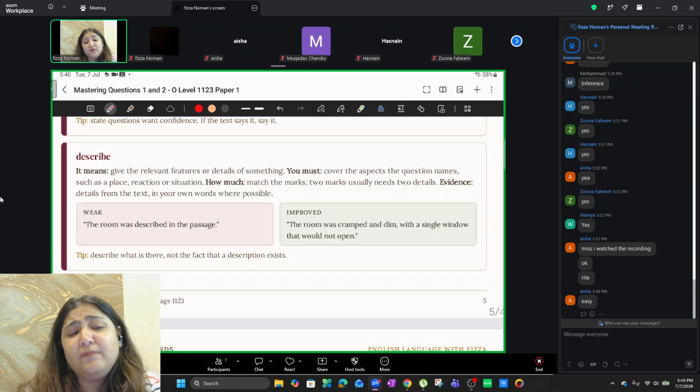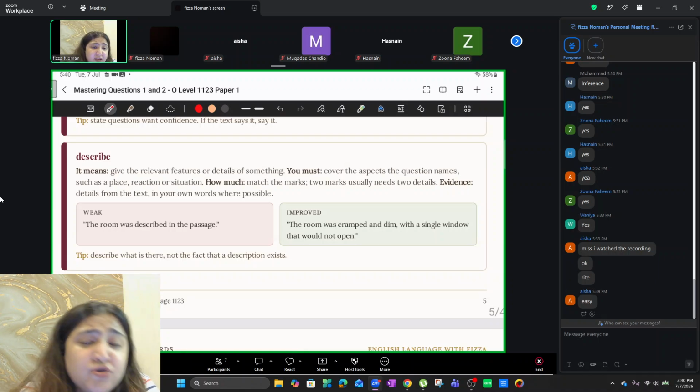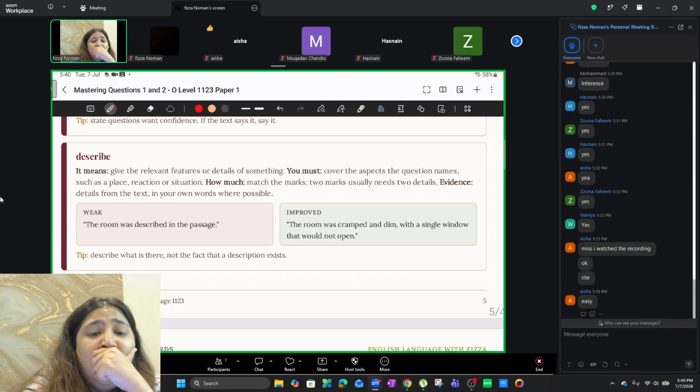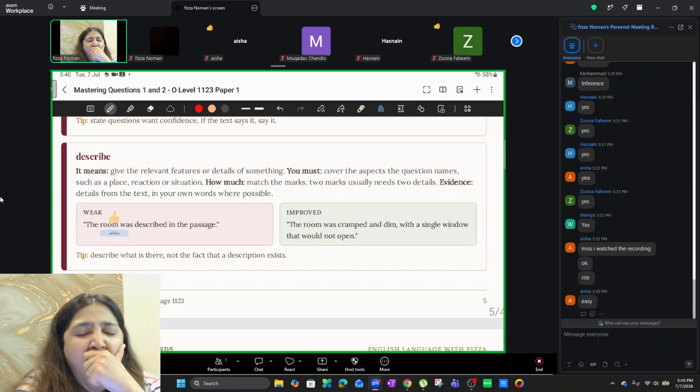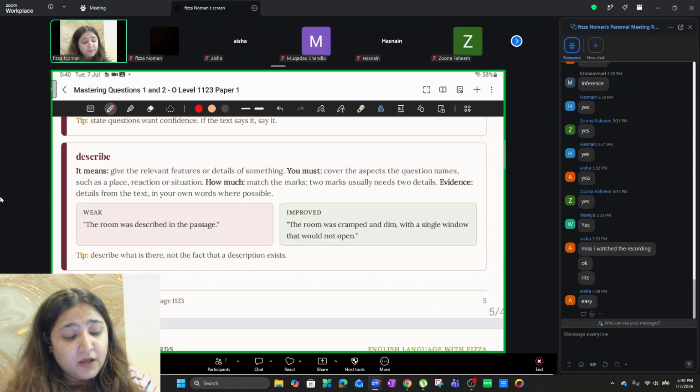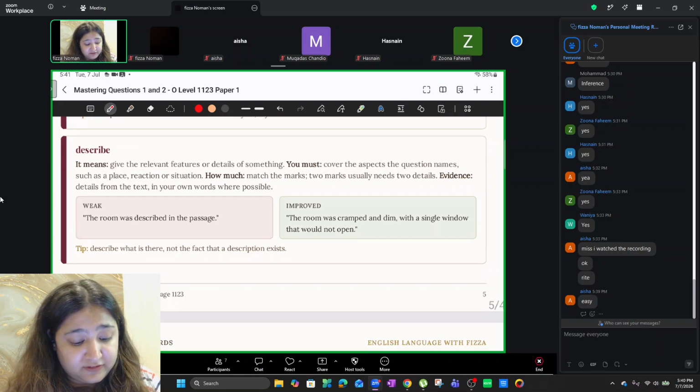Again, देखो, ये तो simple answers है ना. All of this would depend on the context of your passage, of your questions, so on and so forth. However, are we understanding so far? Okay. Tip is simple. Describe what is there, what is understood, what you can read. Not something that's not there. It's invisible, all right? It's non-existent. Not the fact that a description exists, okay?